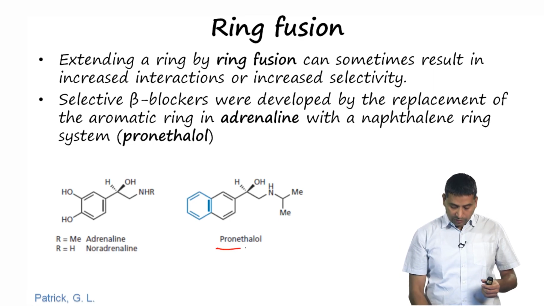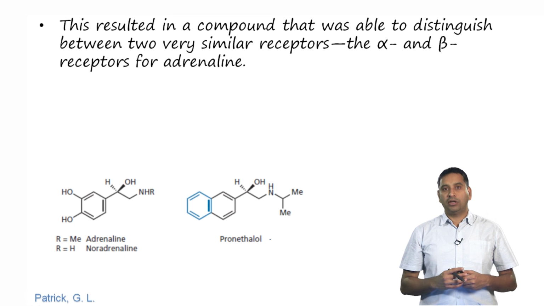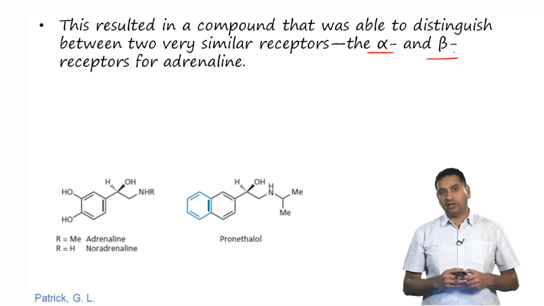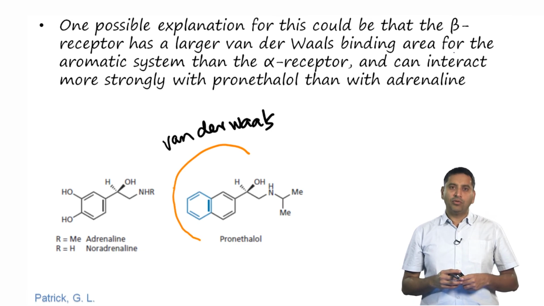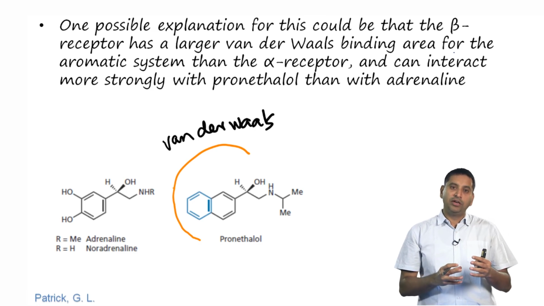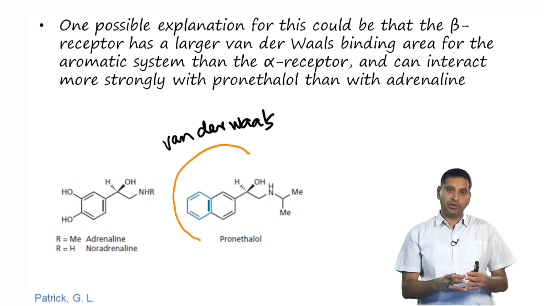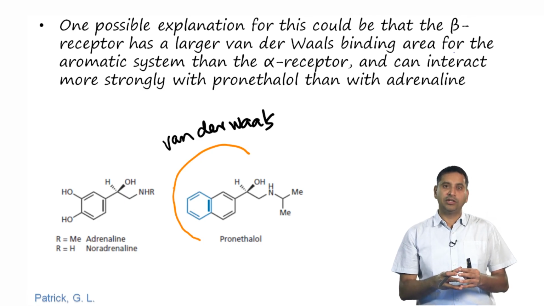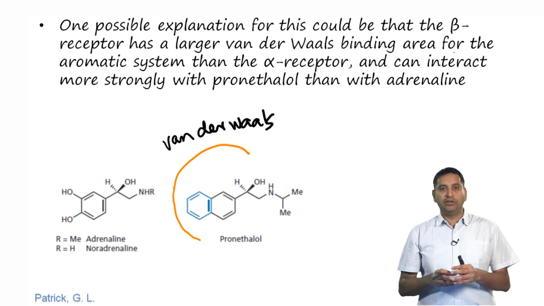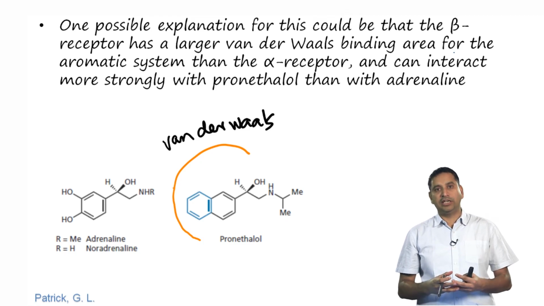So here this is the molecule that we are looking at, and this compound was able to distinguish between two very similar receptors, which are the alpha and the beta receptors for adrenaline. So one of the ways in which we can explain this result is that by doing a ring fusion, we are actually introducing a new substituent for additional van der Waals interactions. So the beta receptor has a larger van der Waals binding area compared to the alpha receptor, and so it is possible that this binds better and it improves the selectivity.